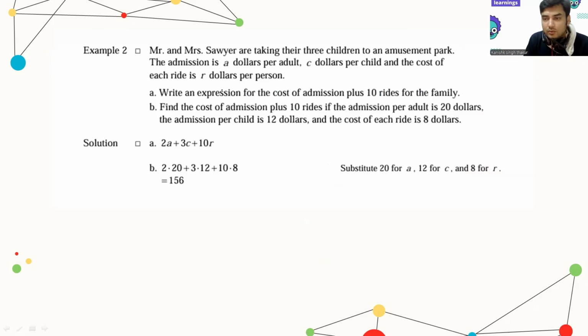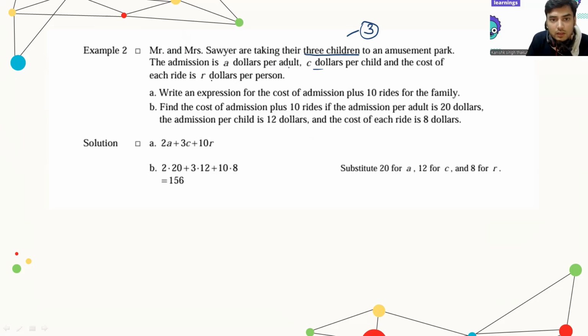Let's go ahead to example number 2. Mr. and Mrs. Sawyer are taking their 3 children to an amusement park, right? How many children they have? 3. Okay, so maybe we'll be having 3 variables here. Admission is $a per adult, $c per child, and cost of each ride is R dollars per person. Mr. and Mrs. Sawyer, and you have 3 children also there. Write an expression for cost of admission plus 10 rides for the family.